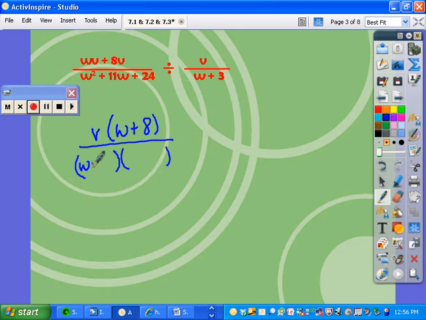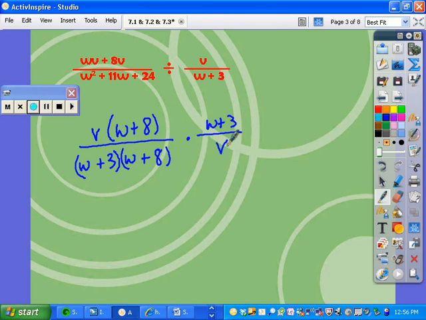So I'm going to have a w and a w. And then my factors are 24. I could go with 6 and 4, or 8 and 3, or 2 and 12. But I want them to add up to 11, so I'm putting in the 8 and 3. Signs are the same. They're both pluses in there. Okay. And then instead of dividing, I'm going to multiply. And I take this fraction and I flip it. So the w plus 3 is now going to be on top, and the v is now on the bottom.